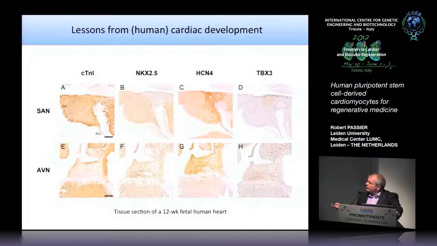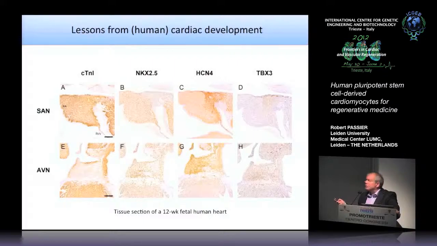So this is the sinoatrial node, and you can see that NKX2.5, as expected, is not expressed in this area, but HM4, we already heard about this from Kenneth Chen, is expressed in the cardiac conduction system and also in the sinoatrial node, as shown here, but also still in other areas and also in the atria. So that's why it's important to understand how this is occurring in human embryos.